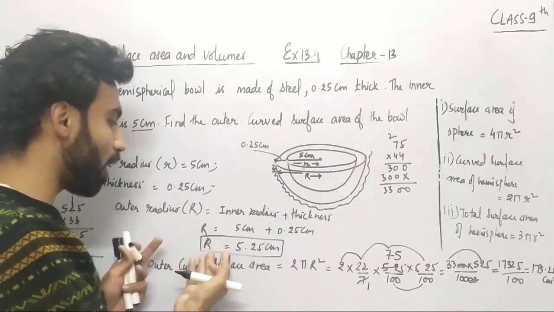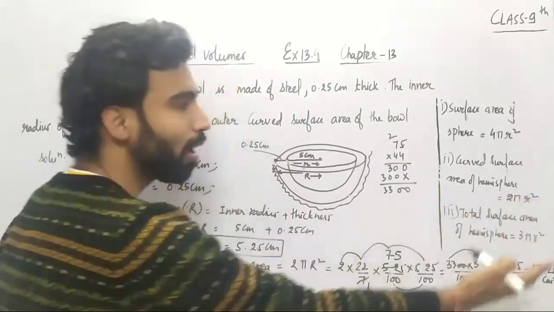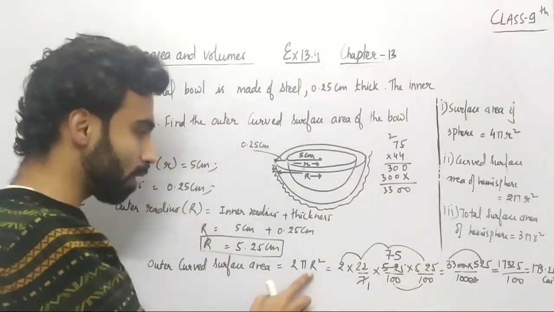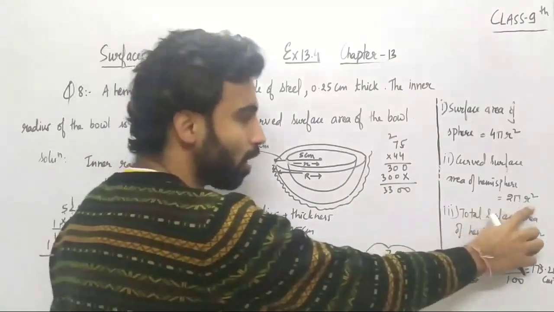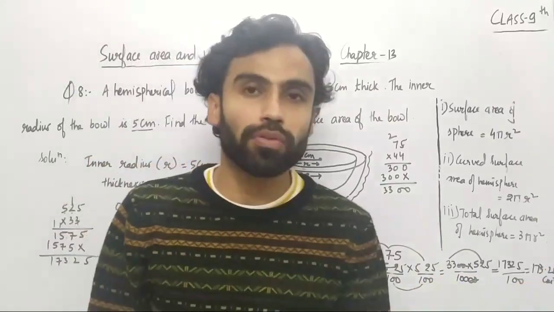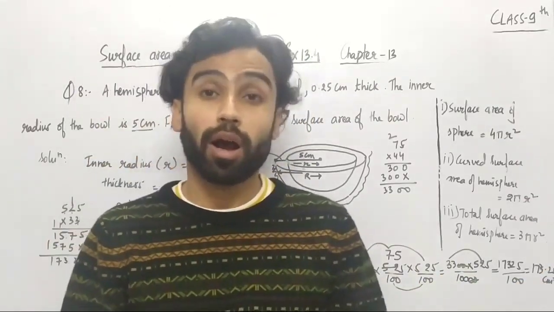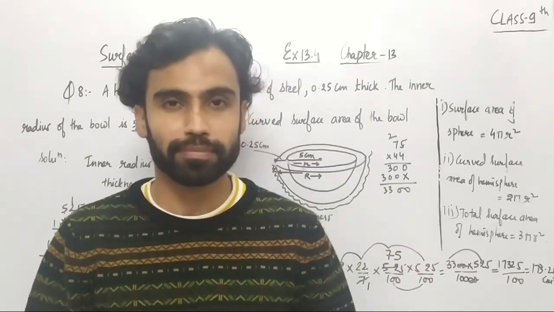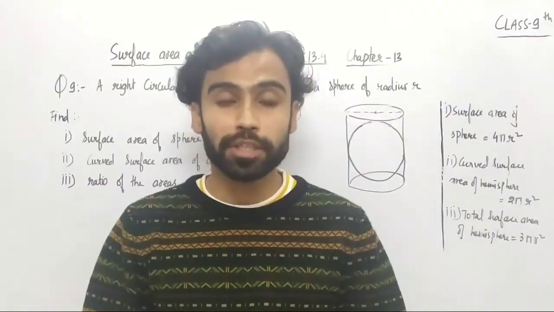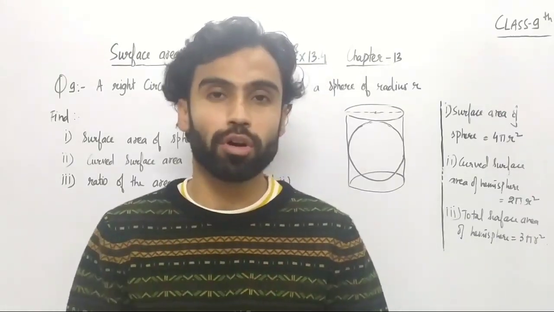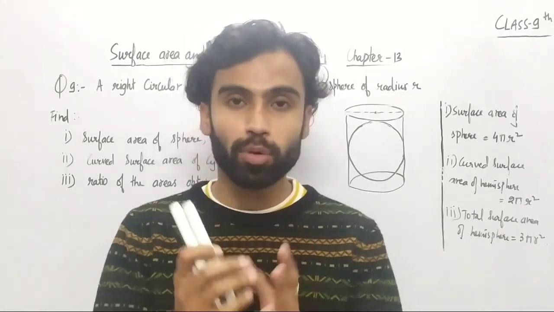So as you have now got the outer radius, you can simply apply on the formula to calculate the curved surface area, outer curved surface area, right? So that will be simply capital R at the place of R because it is outer radius. So simply solving it will give you the curved surface area, the outer curved surface area, right? So that was all in this question here. So students, let us move on to the next question now, which is going to be the last question of this exercise. So let us move on to it.